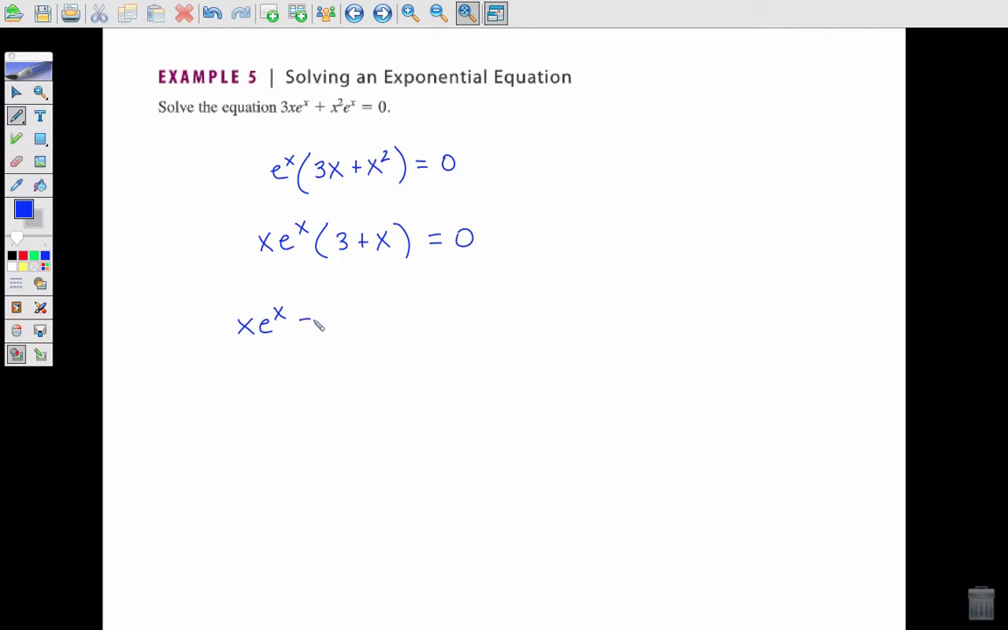The zero product property tells us that either this equals 0 or this equals 0. If I want to solve this one, x would equal 0. There is no x that would ever make e to the x equal to 0, so my only solution from this equation is x equals 0. Over here, to solve for x, I want to subtract 3 from both sides, and I get -3. So I would have two solutions, 0 and -3.